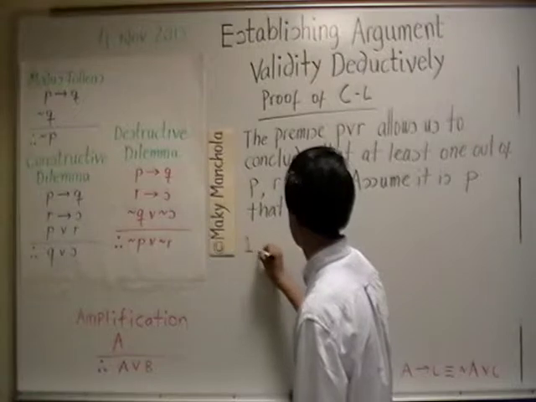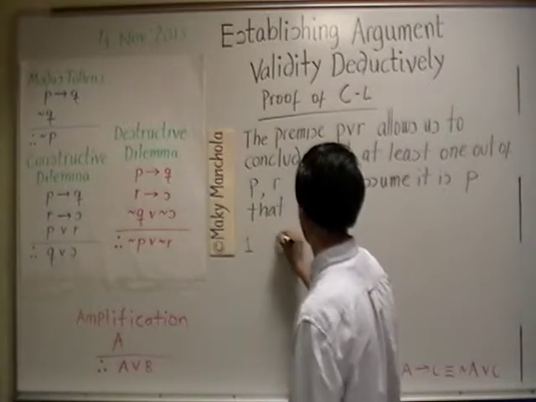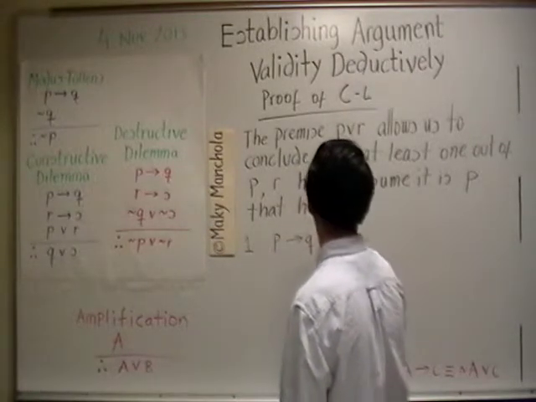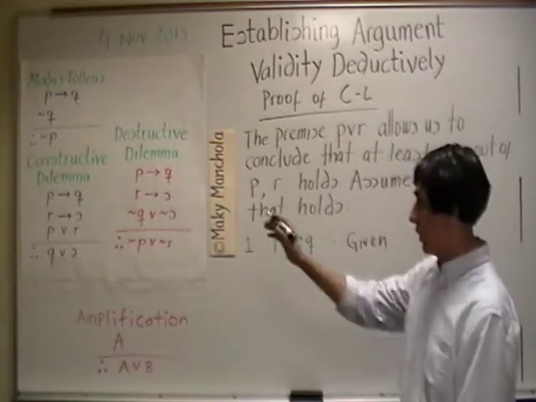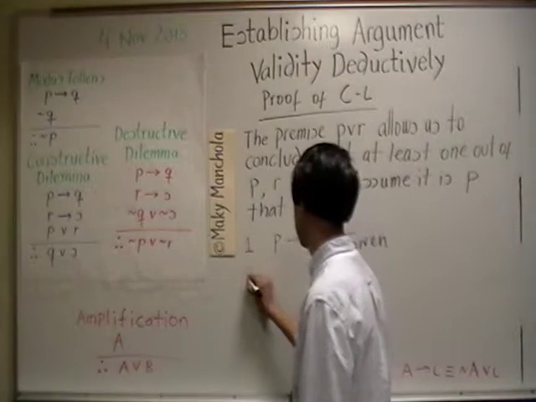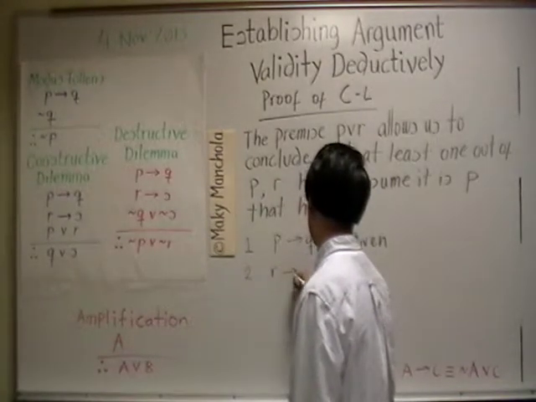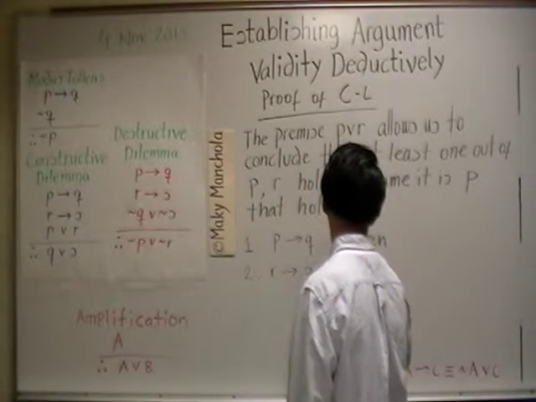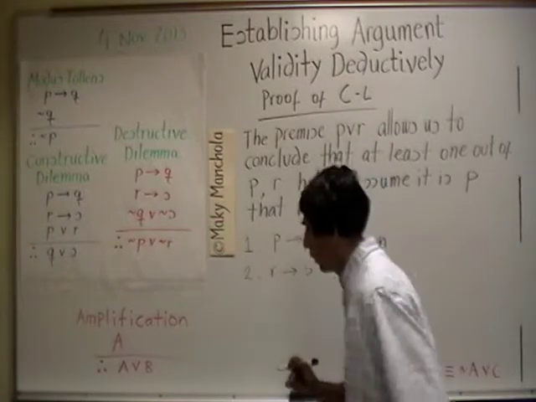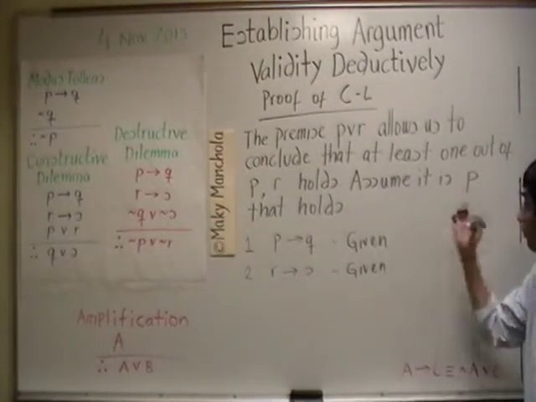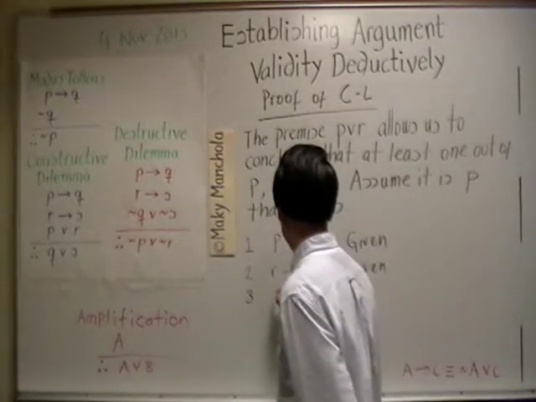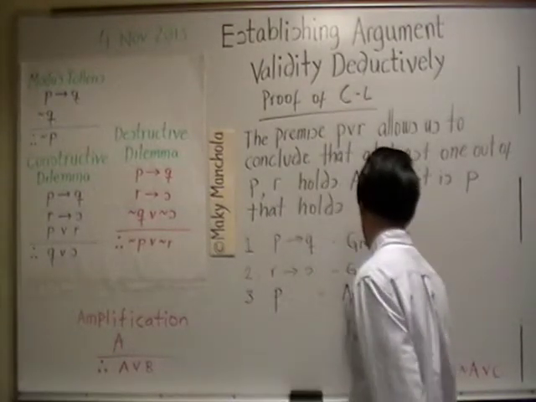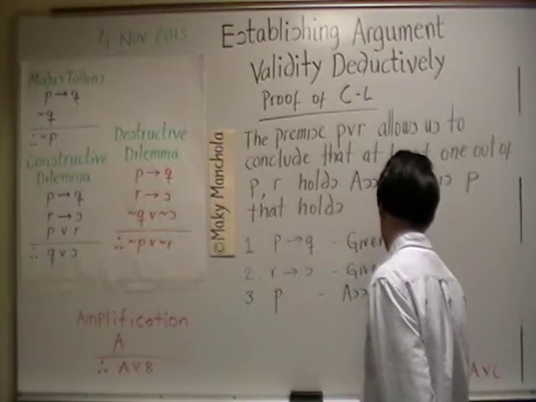Step 1. Let's assert that P implies Q. That's given. Let's assert that R implies S. That's also given. Now, let's assert P, because we're assuming that. This assumption is founded.